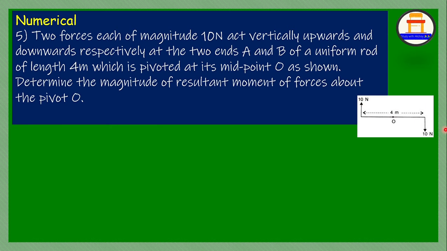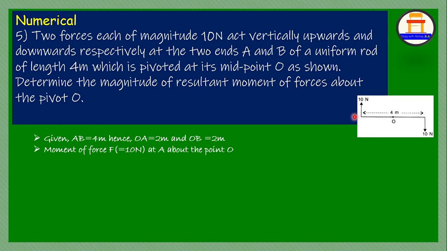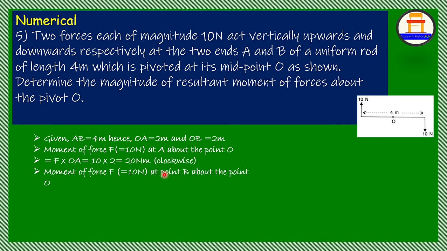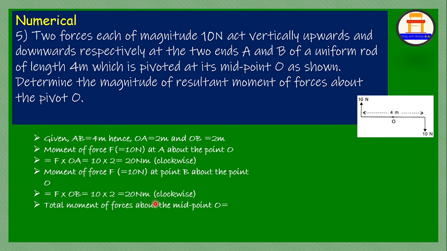So basically, equal forces, 10 Newton and 10 Newton, are there. Given AB is equal to 4 meters, hence OA equals 2 meters and OB equals 2 meters. They have told us it is pivoted at the midpoint. So first find out the direction. It moves in a clockwise direction. So force is 10 newtons. 10 into 2 is 20 Newton meter clockwise. Again 10 newtons for B also, that is for A and this is for B. So 10 into 2 is again 20 Newton meter clockwise. So the total moment at the midpoint O is 20 plus 20, that is 40 Newton meter clockwise.